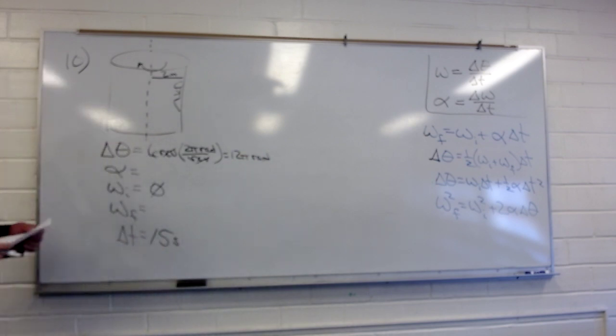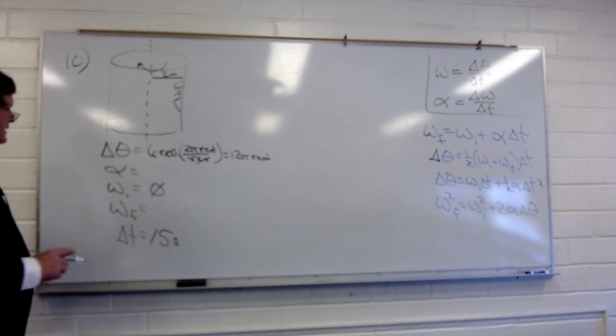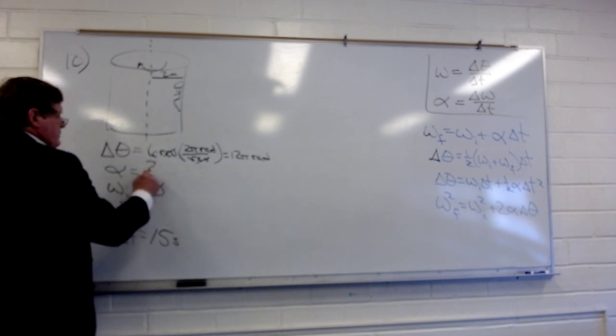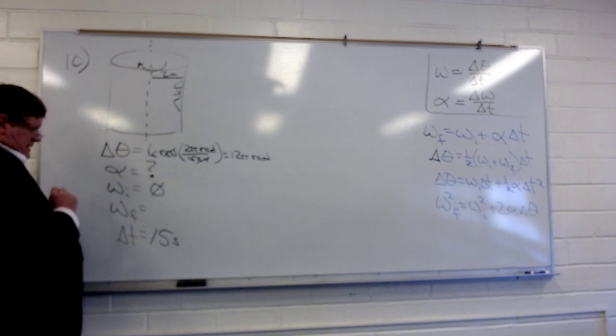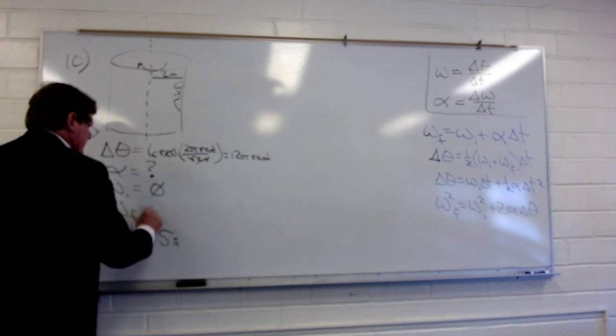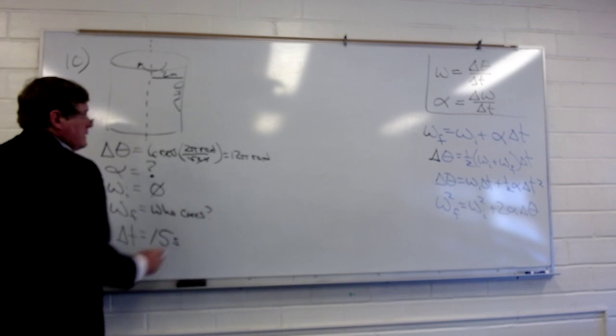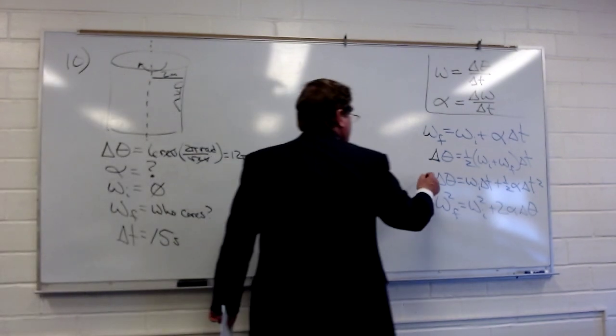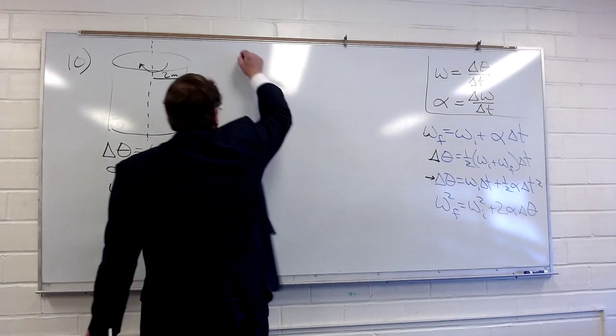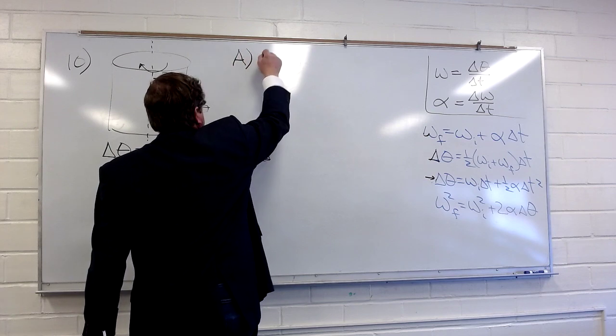Okay? Now the first part is asking us to find the angular acceleration. So this is our goal, to find alpha, and that makes omega final the who cares. So we use the equation that doesn't have omega final in it for part A.